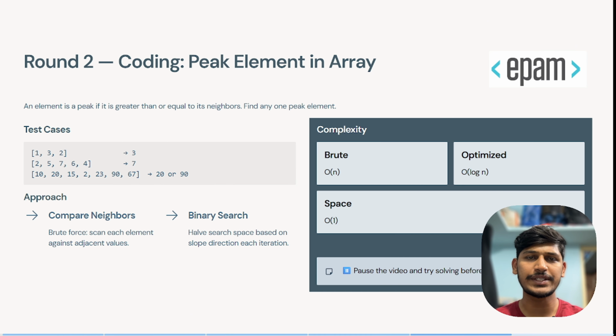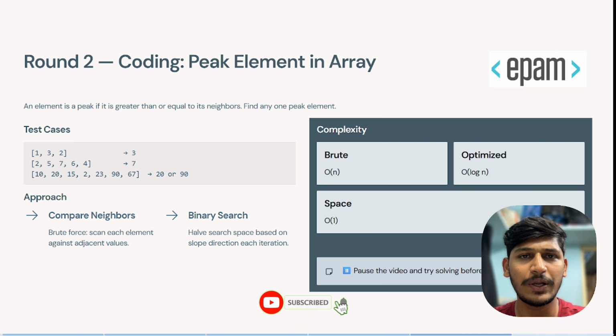They want to understand that. So in that case, they asked a question on a peak element in the array, finding the peak element, meaning the element which has to be greater than both the neighbor elements, left and right. So here comes the test case like 1, 3, 2, and 3 is the highest element compared to both the neighbor elements.